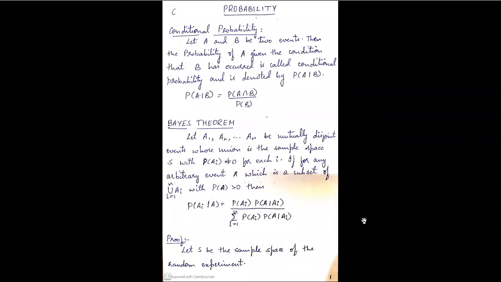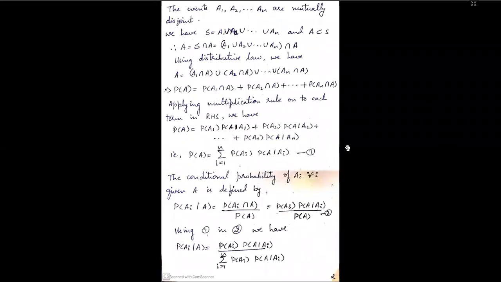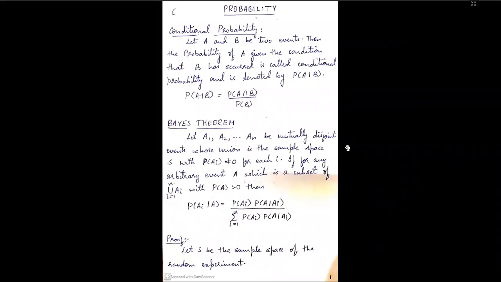Hello students, in this class I'll be teaching you the Bayes theorem and problems based on that. To begin with the Bayes theorem, let us first recall what is a conditional probability. Let A and B be two events, then the probability of A under the condition that B has already occurred is called conditional probability and is denoted by probability of A given B.